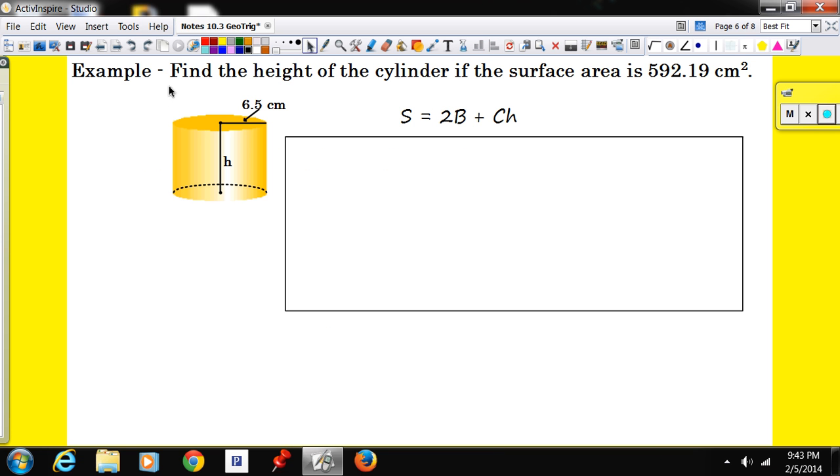Alright, so let's try one. Find the height of a cylinder. Okay, this time is a little different. This time they want us to find the height. But they gave us the surface area. So we're still going to use this formula right here.